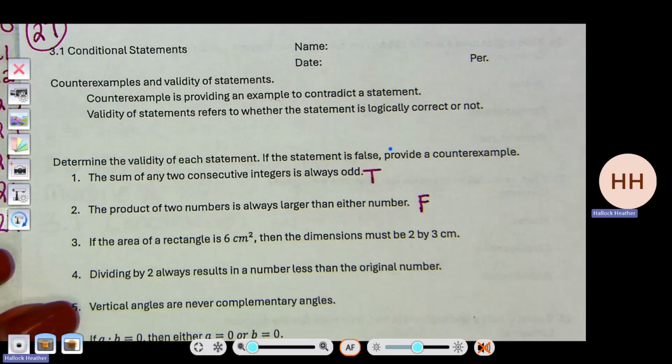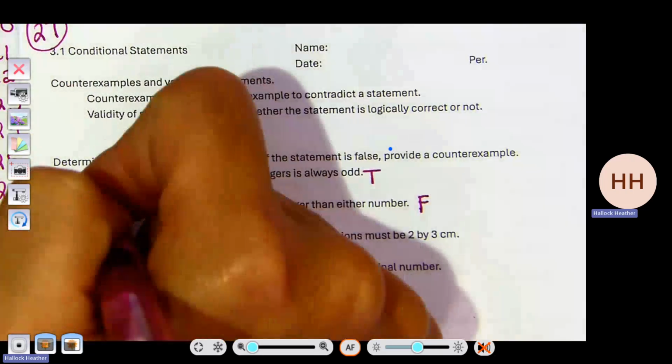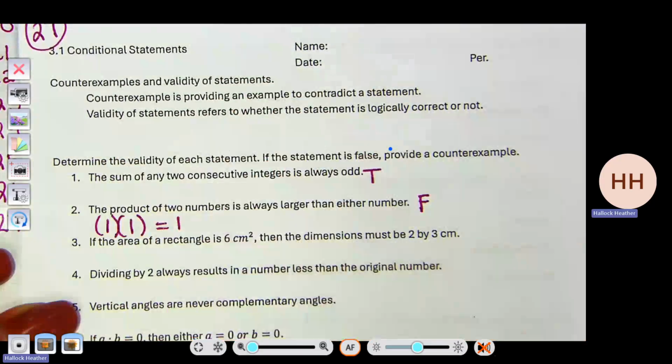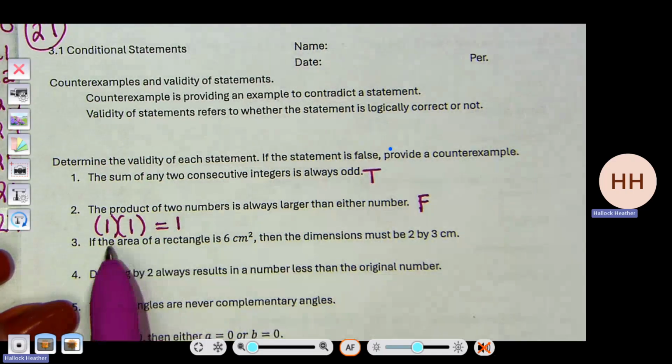1 times what? 1 times 1 works. I don't want to do decimals. Okay, 1 times 1 is 1. It is not larger than the other one. Also, negative numbers. If I do -2 times 3, that's -6. That's not larger than the original numbers. So that's false. So basically, if it's false, you need to write a counterexample.